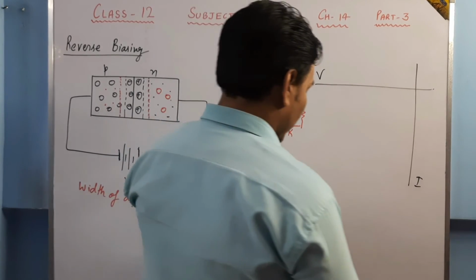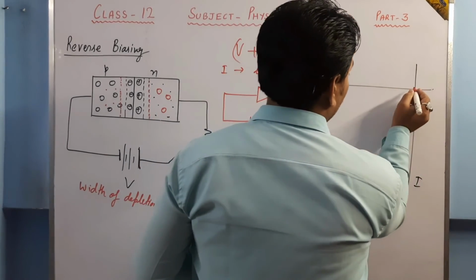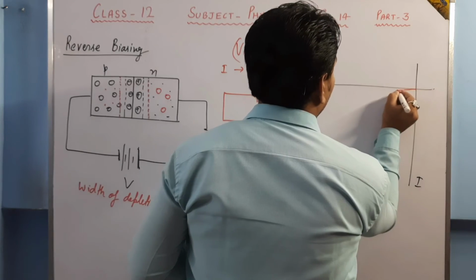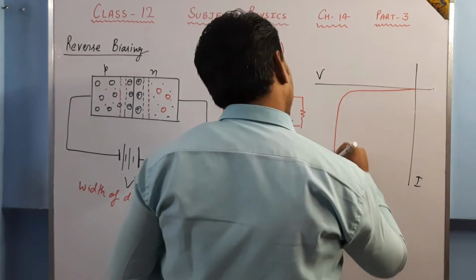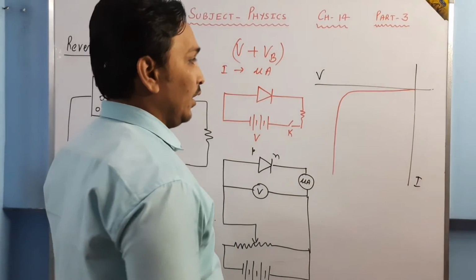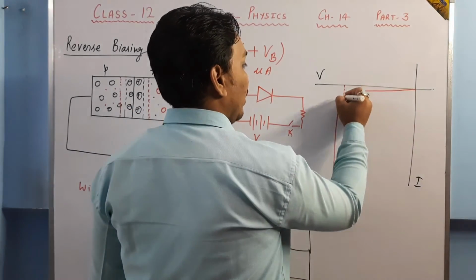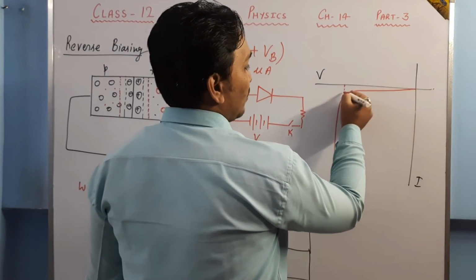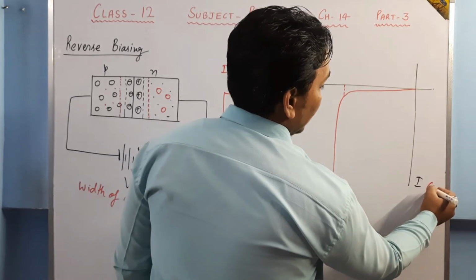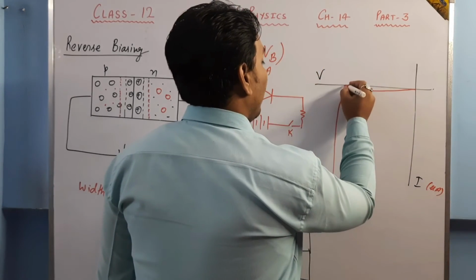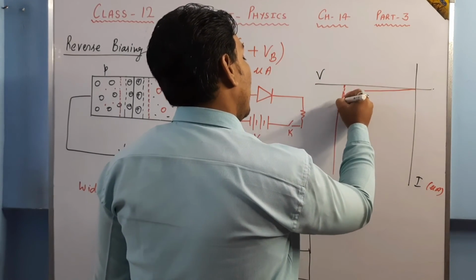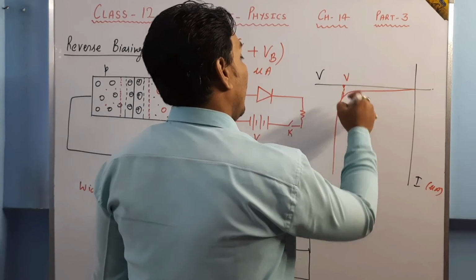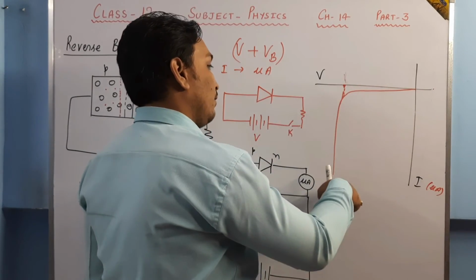What we observe is that current is flowing something like this. Initially, till this point, current was very small, almost negligible. This is in terms of microampere. But after this voltage, current increases exponentially, almost infinitely.